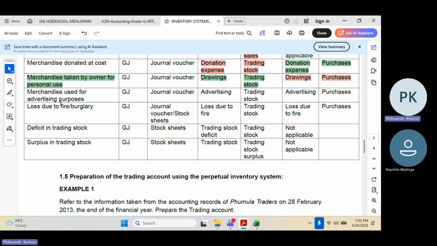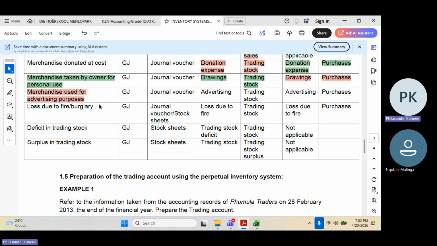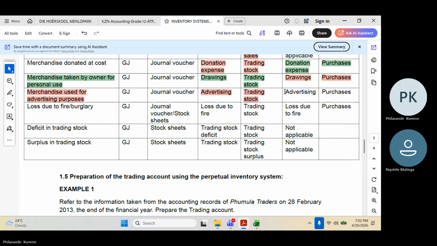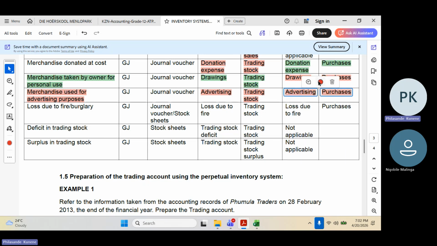Okay, merchandise used for advertising purposes. What's going to happen there? We debit advertising and then we credit trading stock. This side, we debit advertising and then we're crediting what? Purchases. Instead of trading stock, we're taking purchases. Okay.